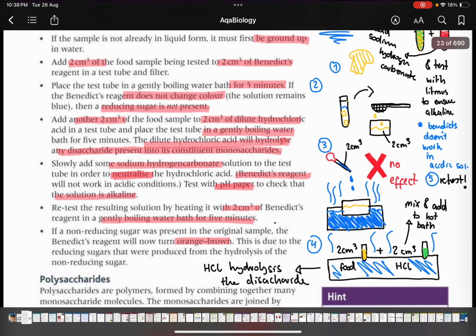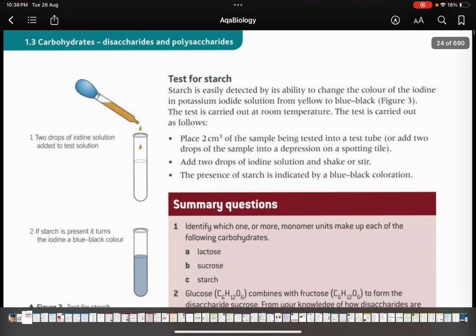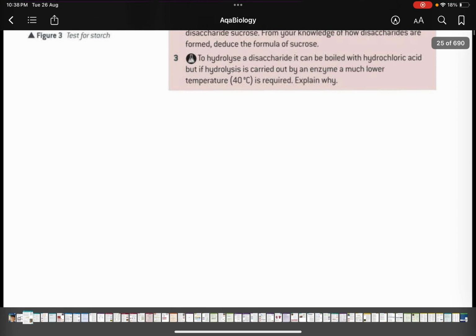So yeah, add in your sodium hydrogen carbonate, neutralize the HCl. It needs to be alkaline. Retest it with the Benedict's, and it should turn orangey brown as a result of the fact that there's a non-reducing sugar. So next we have polysaccharides, and we're almost done with this little subunit.